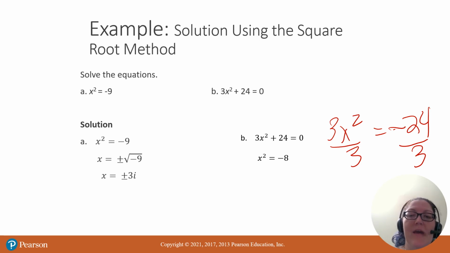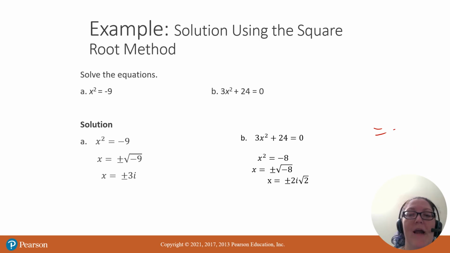Now, at this point, we have x squared equals a negative number, which is definitely going to tell me that I'm going to end up with an imaginary number, because we're going to say plus or minus the square root of -8. And that negative underneath that square root symbol is going to come out and become an i. But I also notice 8 is divisible by a perfect square. 8 happens to be divisible by 4.